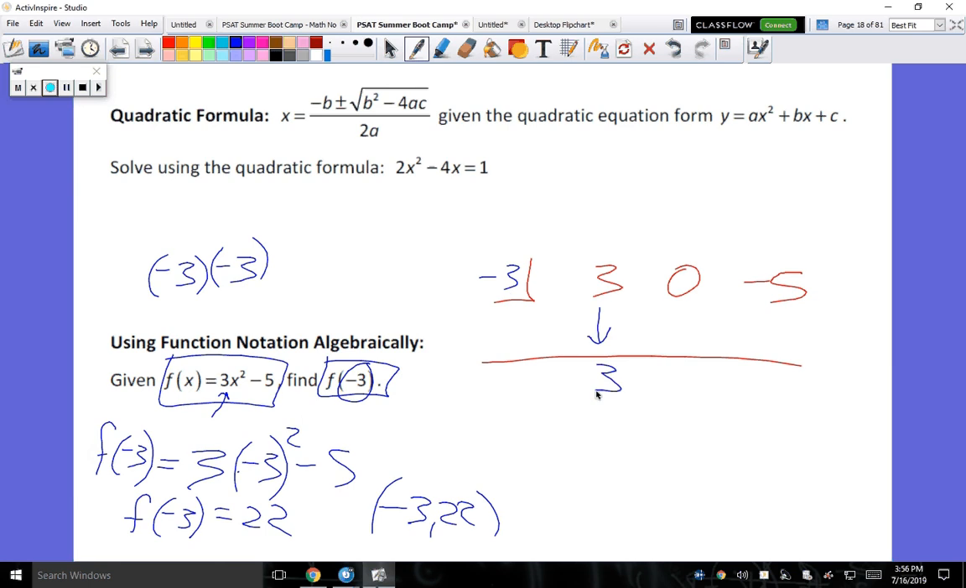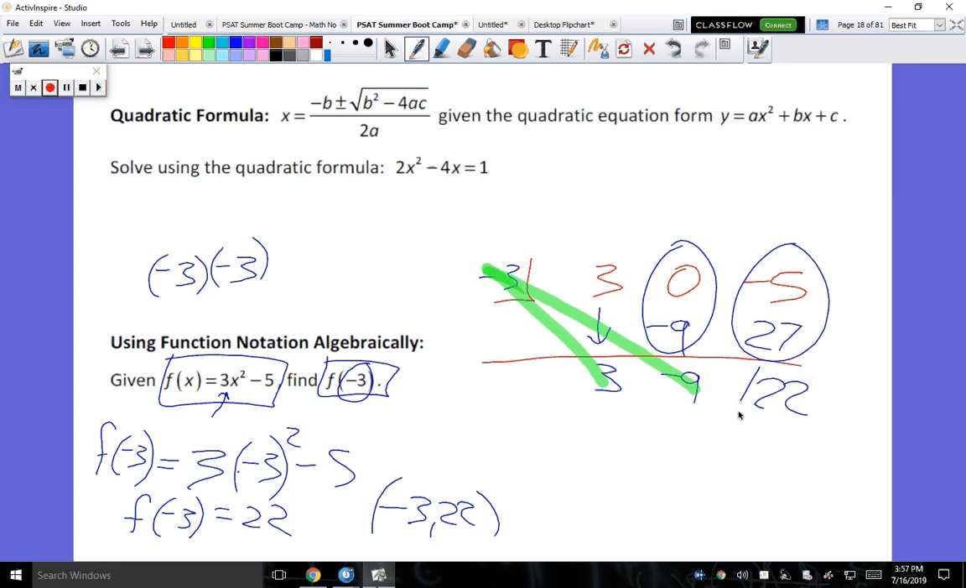You copy, multiply, add. Multiply the new one, add. And this is your answer.